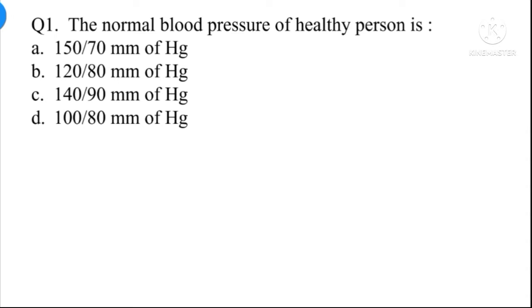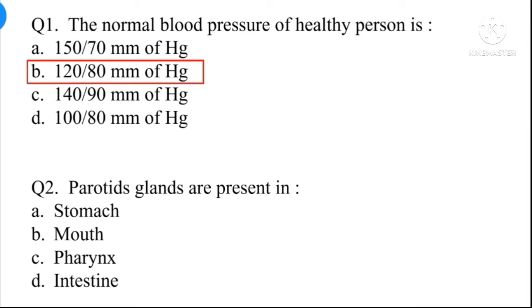The first question is, the normal blood pressure of a healthy person is. Options given are option A 150 by 70 mm of Hg, option B is 120 by 80 mm of Hg, option C is 140 by 90 mm of Hg, and option D is 100 by 80 mm of Hg. So we all know that the normal blood pressure of a healthy person is 120 by 80 mm of Hg. So the correct answer is option B. Here 120 is the systolic pressure and 80 is the diastolic pressure.